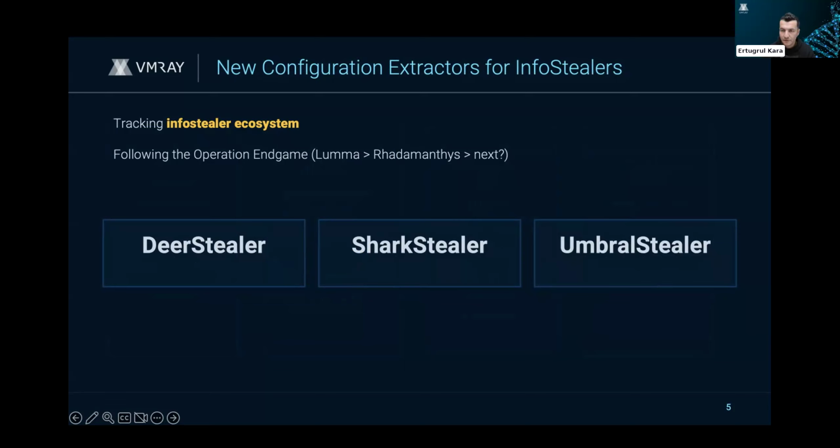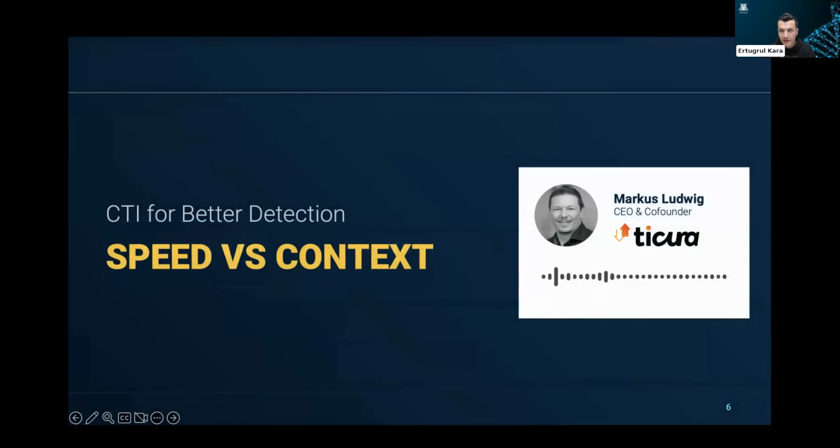So it becomes a real priority to watch the lesser known stealer families like these ones that you see on the screen. Right now we have extractors for these, allowing us to extract high confidence IOCs from samples that might otherwise slip under the radar. I think it's a good connection point to Marcus from now on.